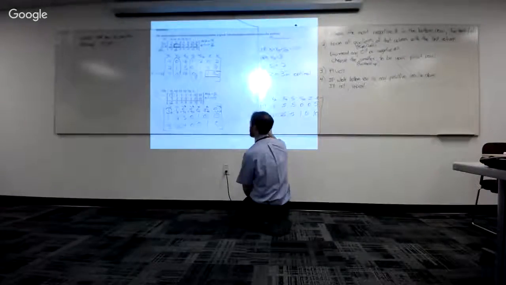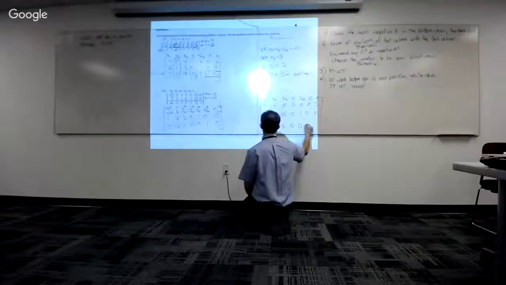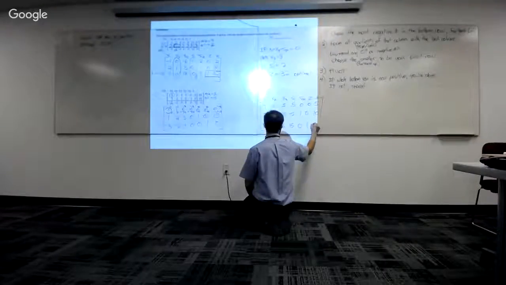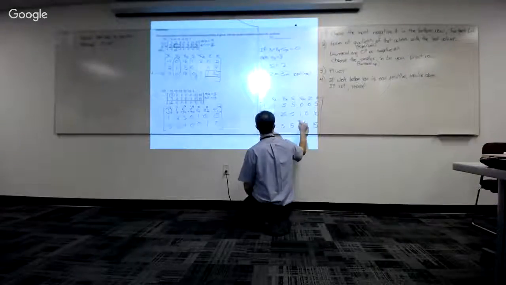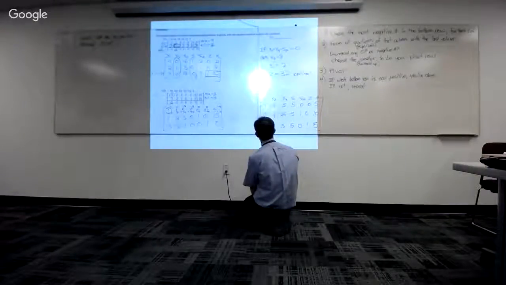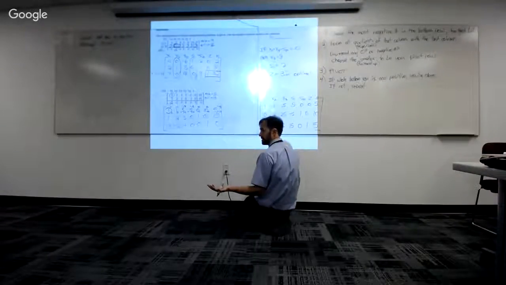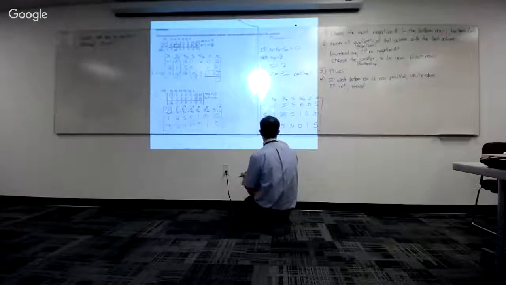So 3 and -3 is 0. 3 minus 2 is 1. 1.5 minus 1 is 0.5. 1.5 plus 1.5. 0 plus 0. 0 plus 1. And 15. So first of all, is the whole bottom row positive? Yes, so that means we're done.